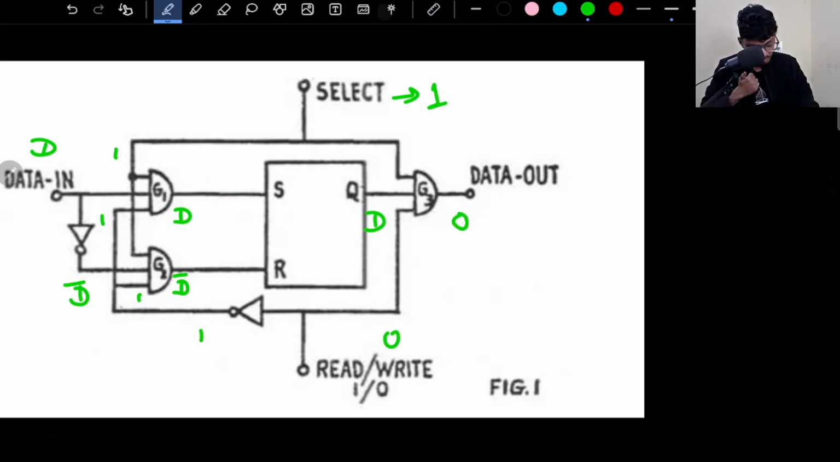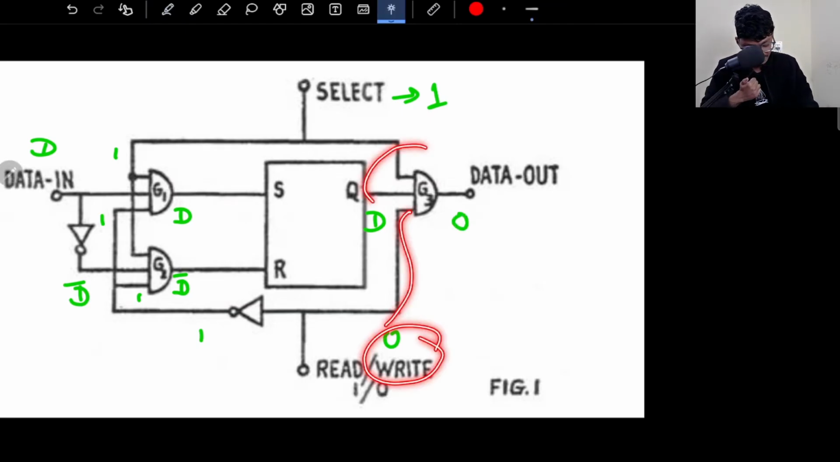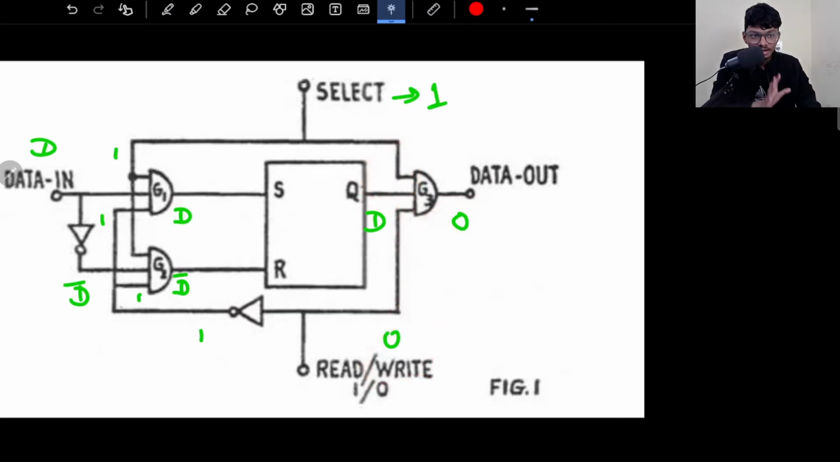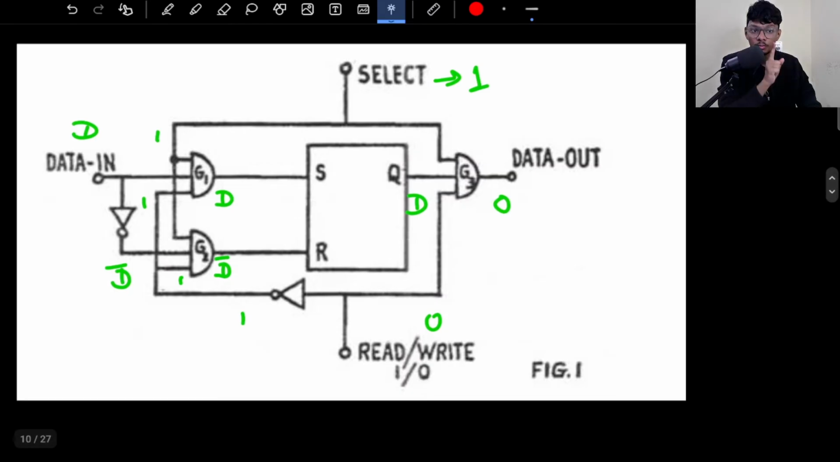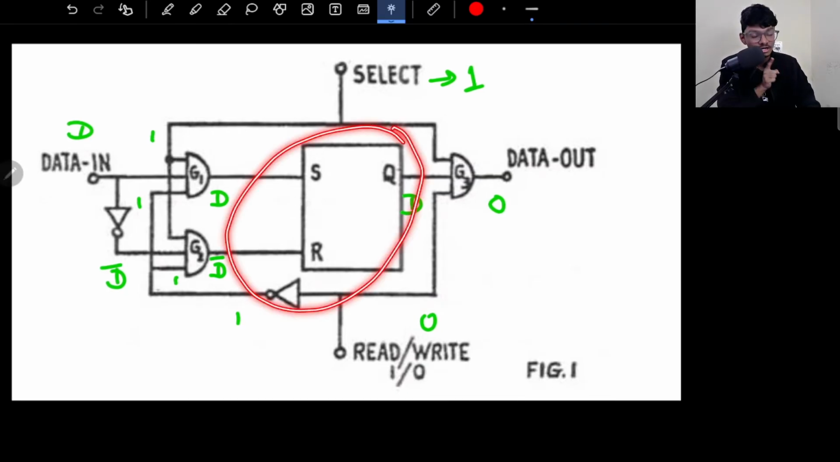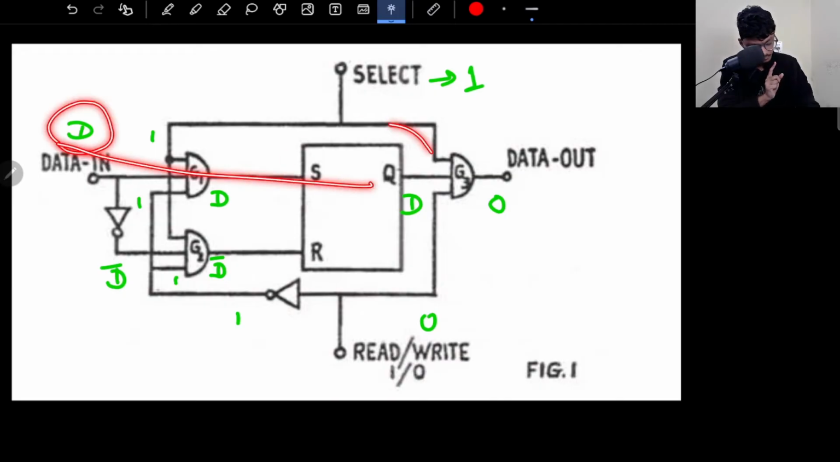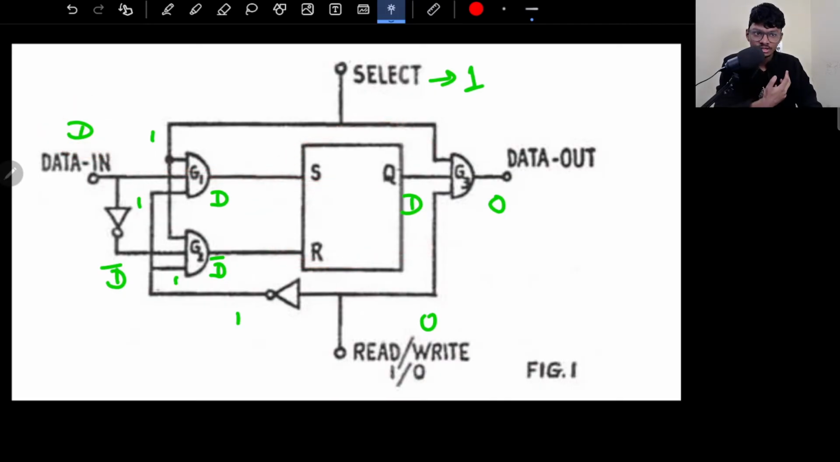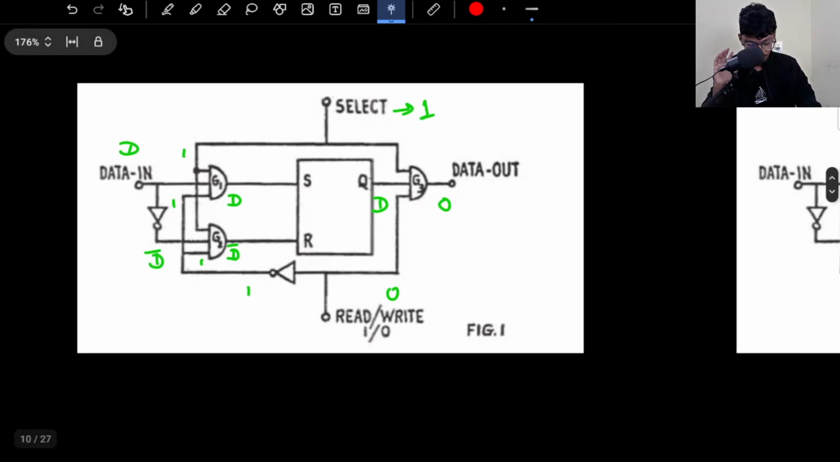D out is simply 0. Why? Because this write bit is 0, and 0 times anything will give me 0. I am not interested in reading, I was just interested in writing. Was I successful? Yes, I was successfully able to write my value D on this SR flip flop. It has stored the value D. I hope you know this; you study it in sequential circuits. This you have already learned.